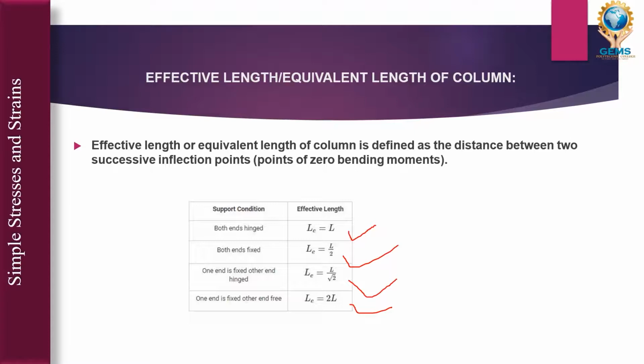We are going to see all of this when we solve numericals on columns, so don't be in a hurry. Keep patience, we will see each and everything in a detailed manner. Why I am giving you the theory part? Because theory part is very essential. Though we get more knowledge from the practical parts, but without theory parts we will not be able to understand what is going on. That's why we are saying what are the support condition, understand, and what will be the effective length.